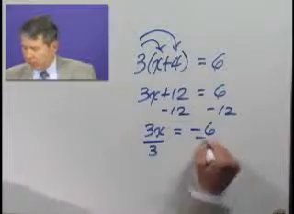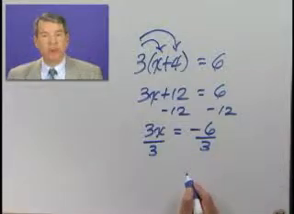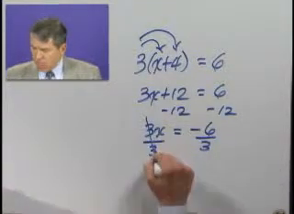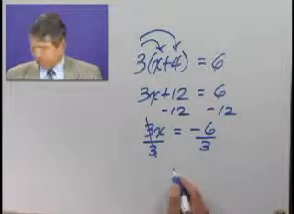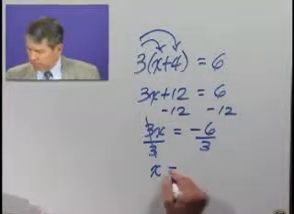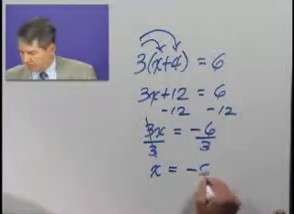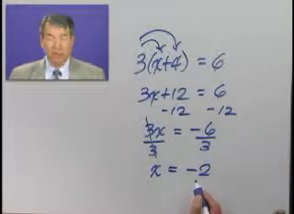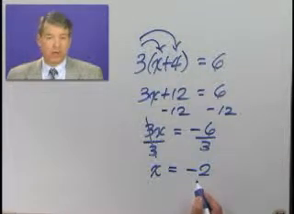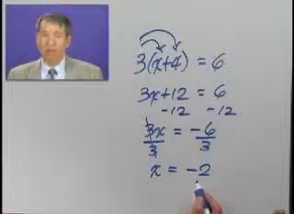Divide both sides by 3 using the division property of equality. Once again, the coefficients are gone. I have a 1. x equals negative 2. Now you know a little bit more about handling algebraic equations when they're kind of ugly.